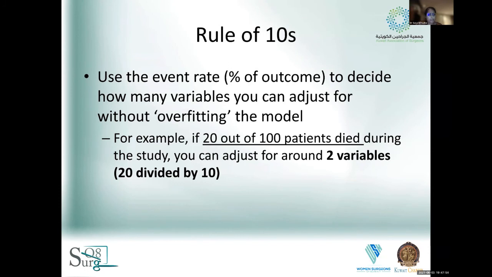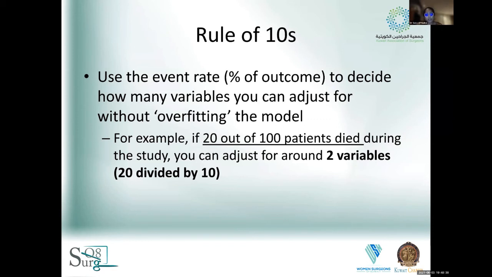This is getting a little bit detailed, but it's the last detail I'll talk about on odds ratios and regression analysis. Basically you use the event rate. In our case, it's the percentage mortality rate to decide how many variables you can adjust for, so you don't do something called overfitting the model. If anyone's interested in overfitting, you can read about it. I won't go through it today, but in our example, if you had 20 patients out of 100 that died during the study, you divide 20 by 10. So it means you can adjust technically for around 2 variables.